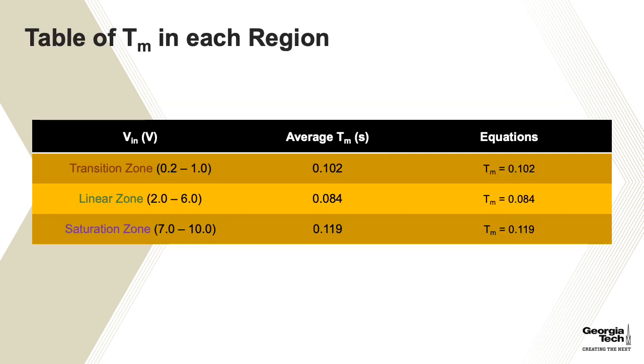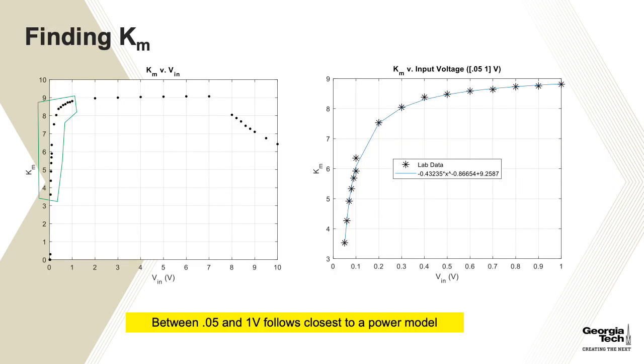Tabulated here are the computed averages of the time constants. As you can see, the transition zone has a time constant of 0.1, the linear zone has a time constant of 0.08, and the saturation zone has a time constant of 0.12 seconds. These differ moderately from each other, but are not inconsistent with the model that we have generated.